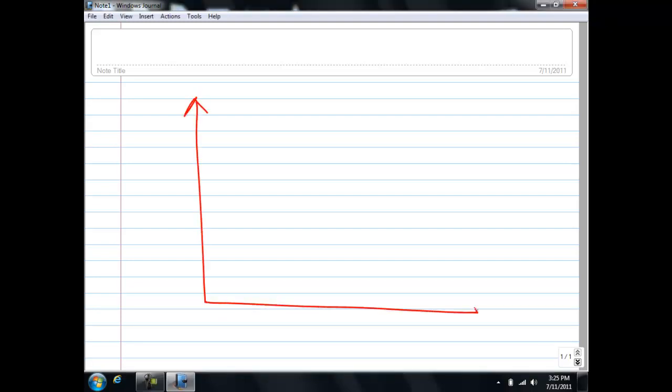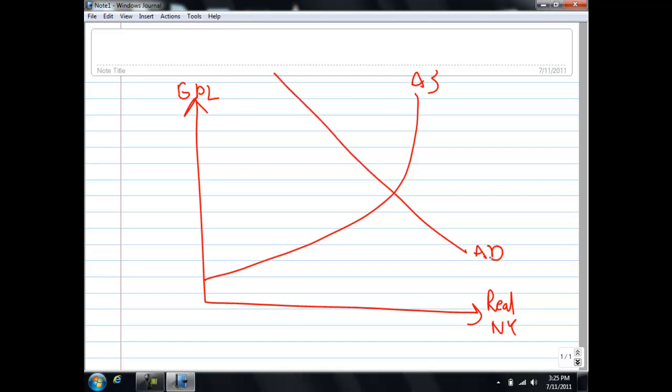Okay, so again, the y-axis is general price level. The x-axis is real national income. You draw your AS curve and the AD curve. So let's say this is the original Singapore scenario. This AS-AD curve refers to Singapore. So let's look at what happened in the year 2009.